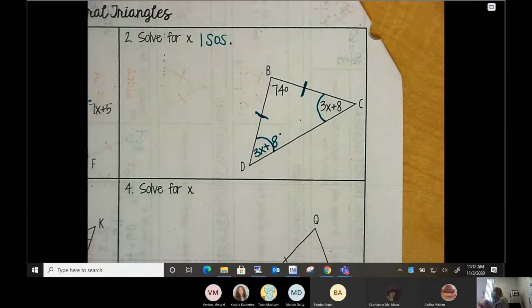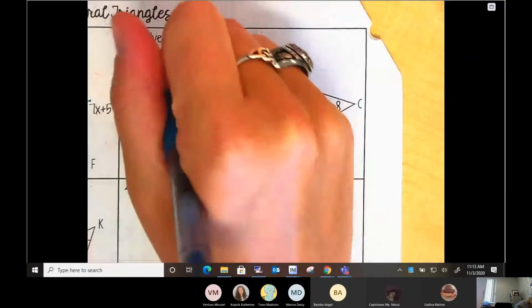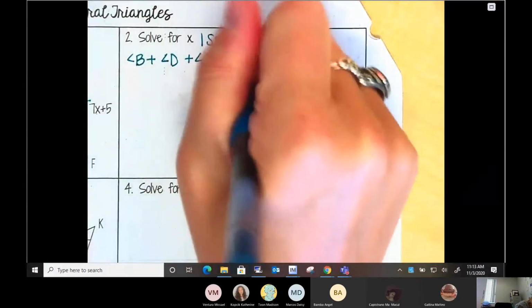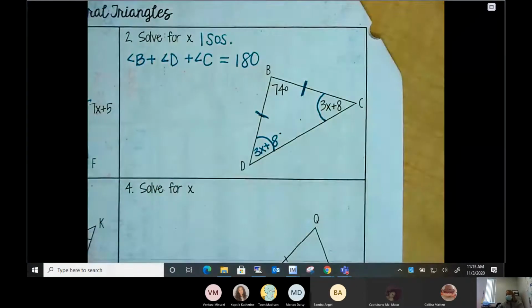All right, so if I have 3 angles given to me, beautiful, I can add all 3 angles together and set them equal to 180 because every triangle equals 180 on the inside. So I'm going to add angle B plus angle D plus angle C, and set the whole thing equal to 180. And then you're going to solve it like an algebra problem. So you have to add all 3 angles together.